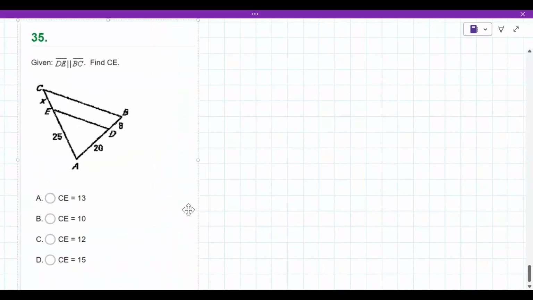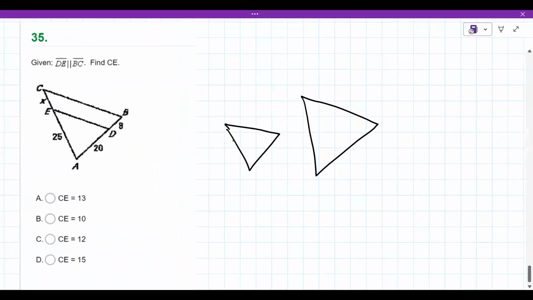Sharing my screen now. Okay, there's really two triangles here. There's the little one and then there's the big one. So you have 20 and 25. The big one over here on the right has a length of 28. And then this other one is unknown.